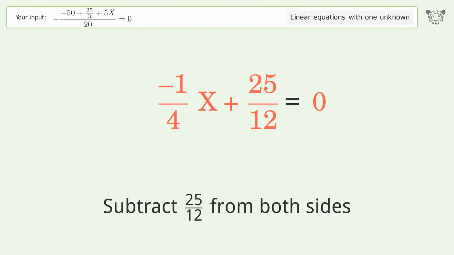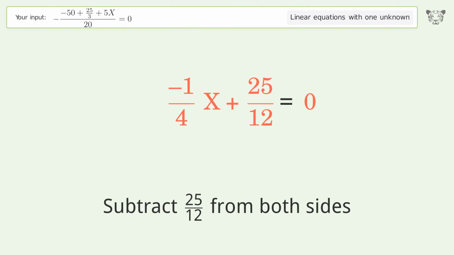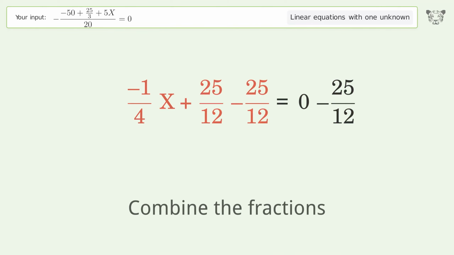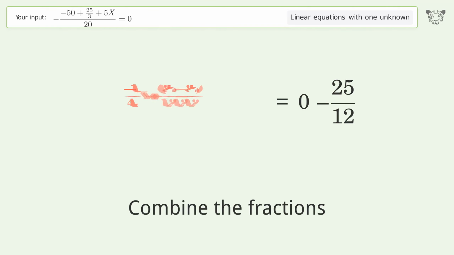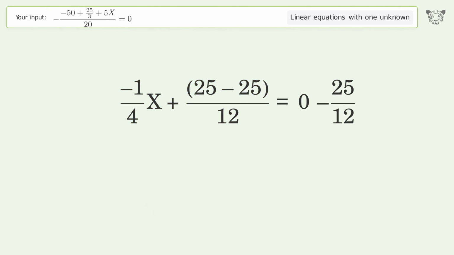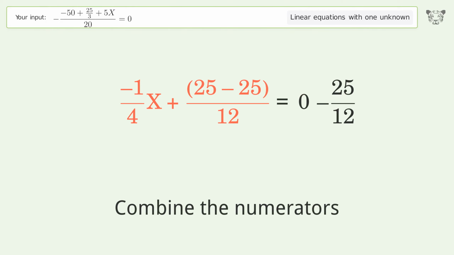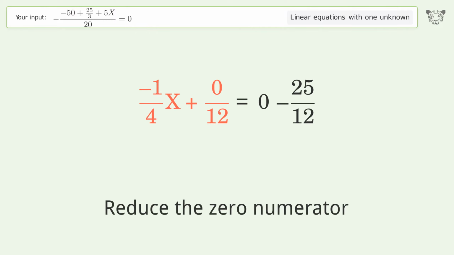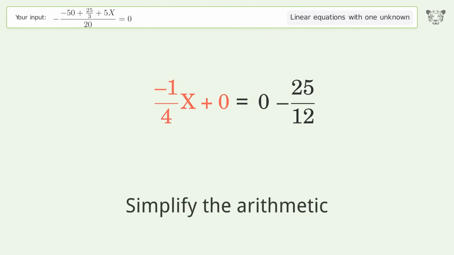Subtract 25/12 from both sides. Combine the fractions. Combine the numerators. Reduce the zero numerator. Simplify the arithmetic.